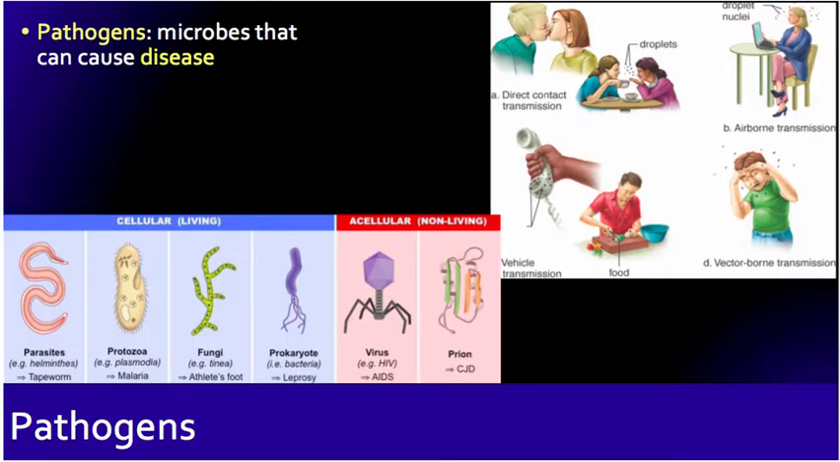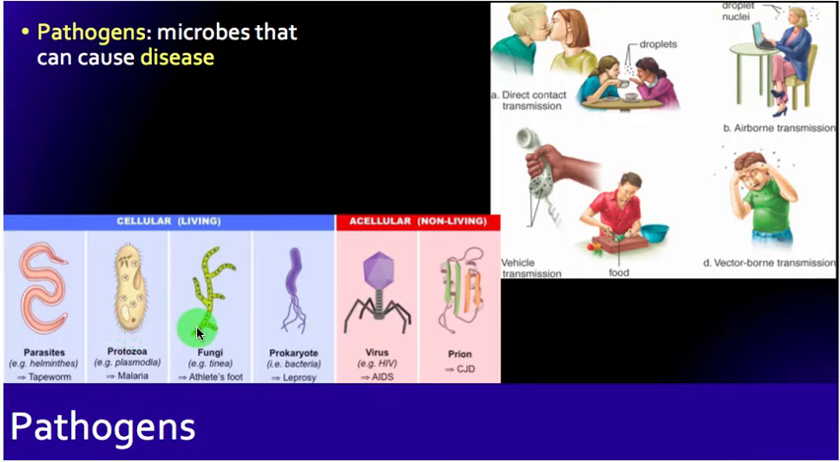So the first thing we want to know is, what is a pathogen? Pathogens are microbes that can cause disease. And we talked about these in our previous chapter, recognizing that we're talking about things like parasitic worms, various protozoans that can act as disease-causing agents, even fungi.